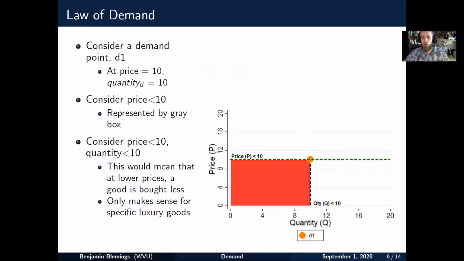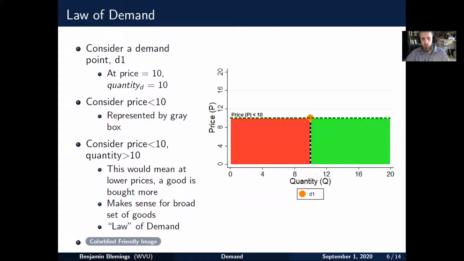So that would mean that if the price was less than 10 and you purchased less than 10, which you were purchasing at price equals 10, this would be a violation of the law of demand, because it would mean that at lower prices, you're buying less of the good. And that is not possible. It's possible for a specific subsample of types of goods, which are called luxury goods. But in general, the law of demand means that nowhere where price is less than 10 and quantity is less than 10 should be on this demand curve with this point of price 10, quantity 10.